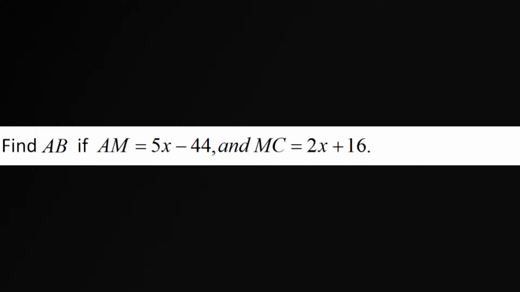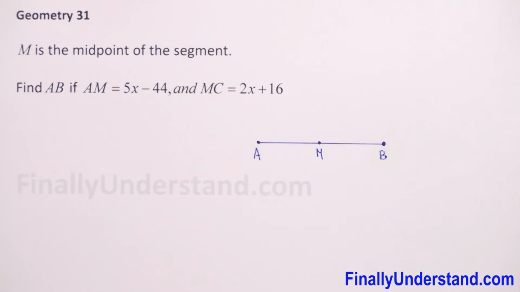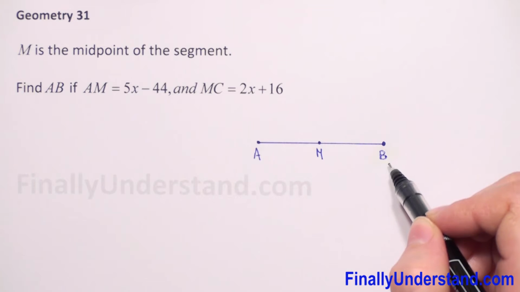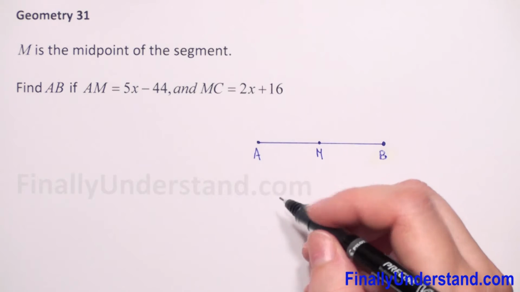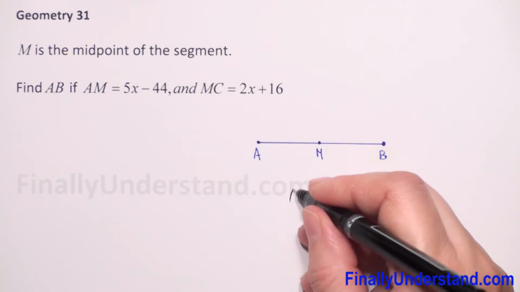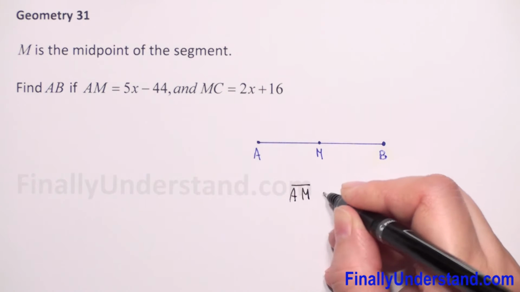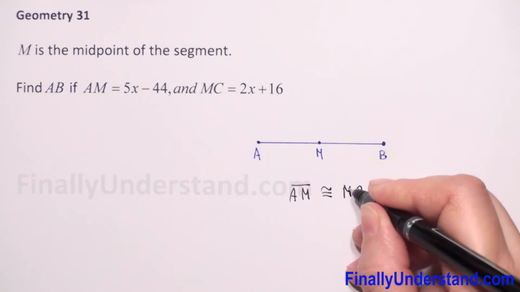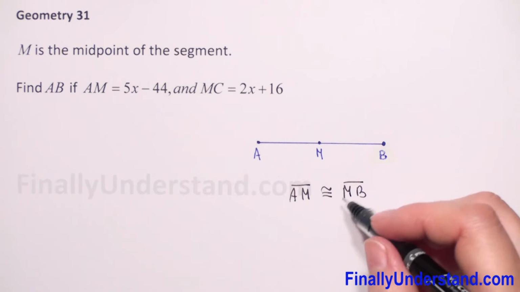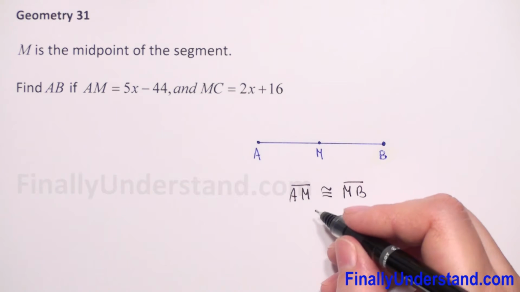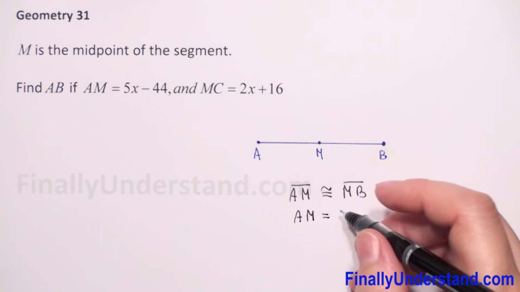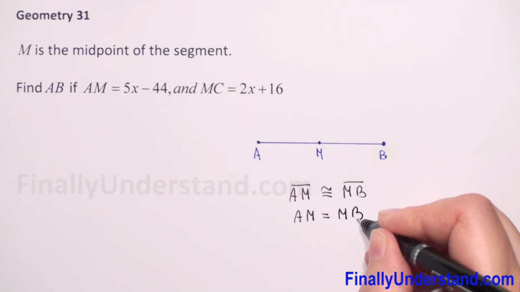We have given that M is the midpoint of the segment. What does it mean? If M is the midpoint of segment AB, it means that segment AM is congruent to segment MB. So it means that the length of AM is equal to the length of MB.